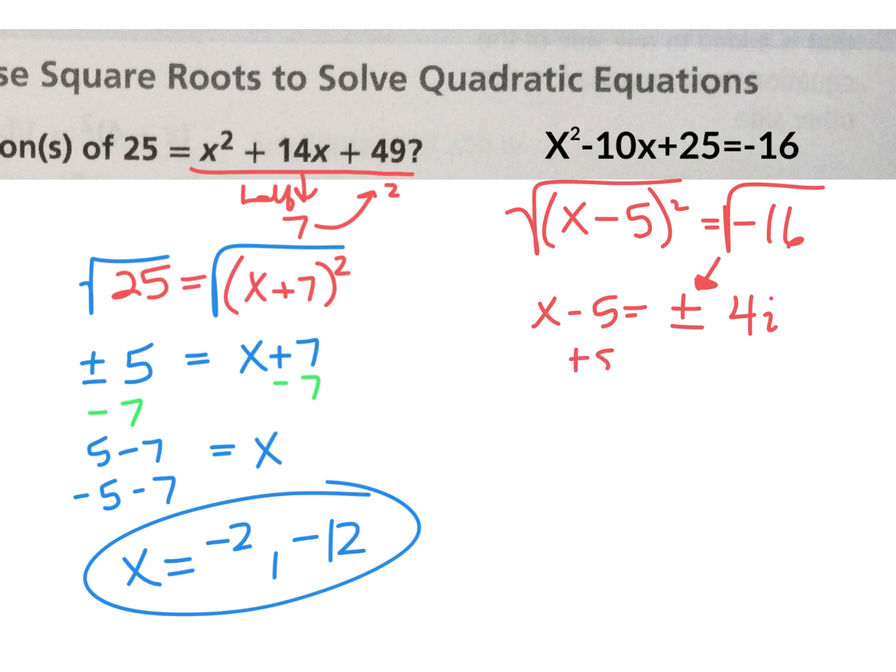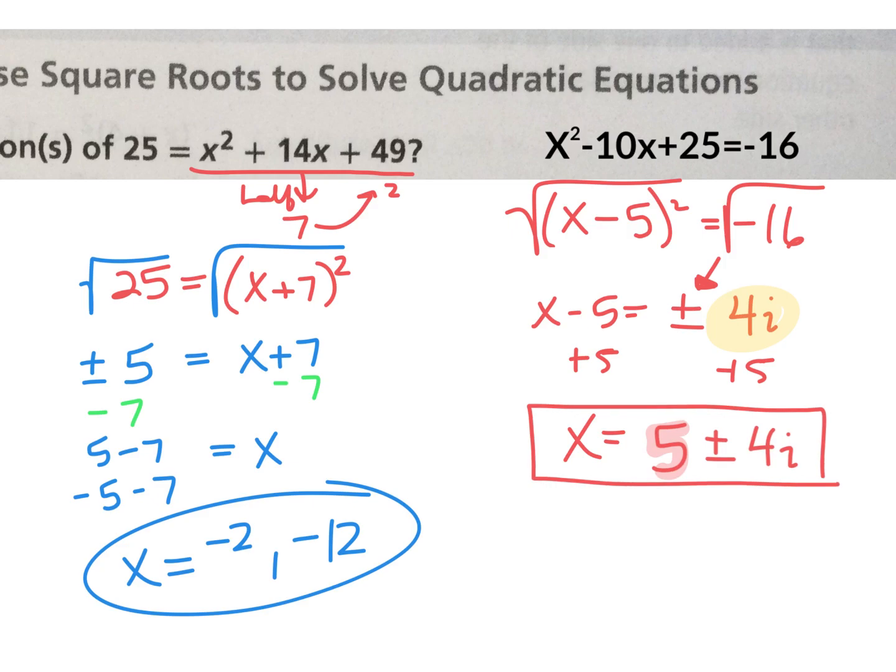So I can add 5 to both sides. And in this instance, because what I'm adding 5 to is an imaginary number, I can't actually add that. So I'm just going to write my answer as 5 plus or minus 4i. And I will leave my answer in this complex form.